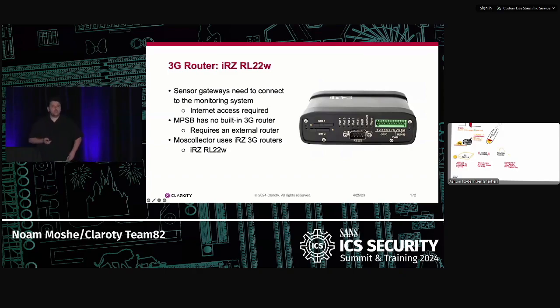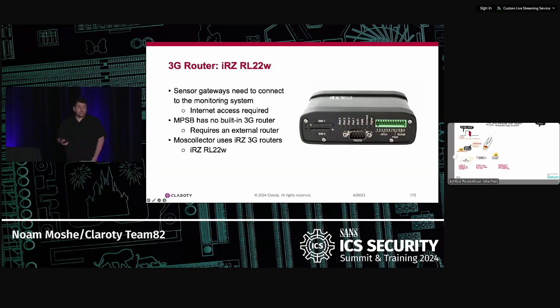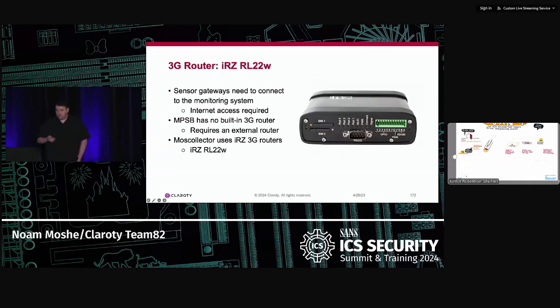Now, in MOS collector's case, they use the IRZ 3G routers, which once again is a Russian company. It is a network device 3G router that is used mostly in Russia. There are some in the US. However, everything is made in Russia and sold mainly to Russia, and specifically the RL22W.